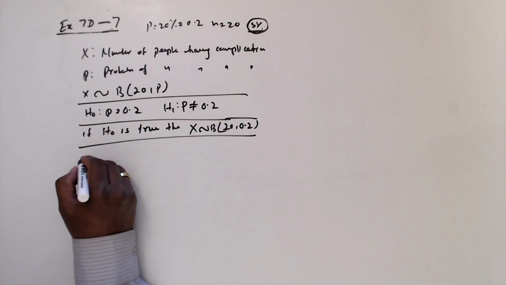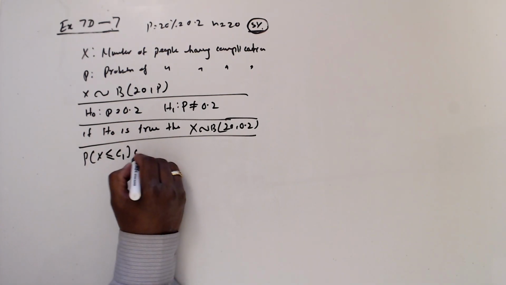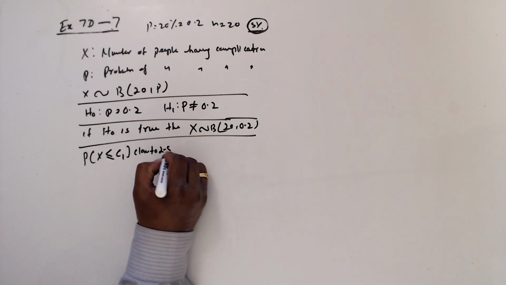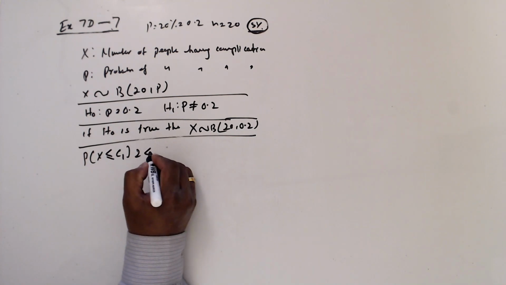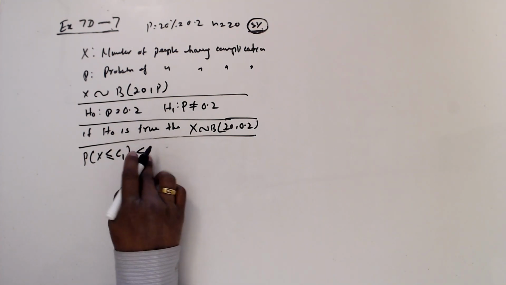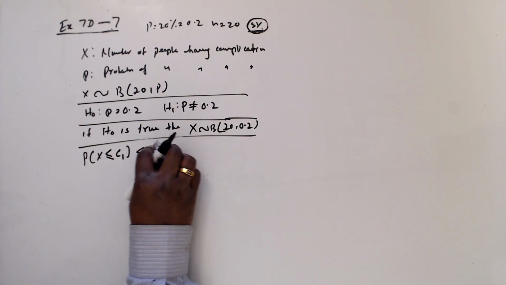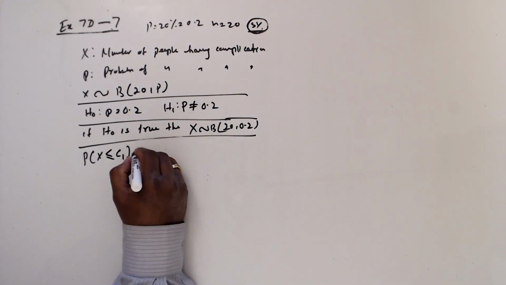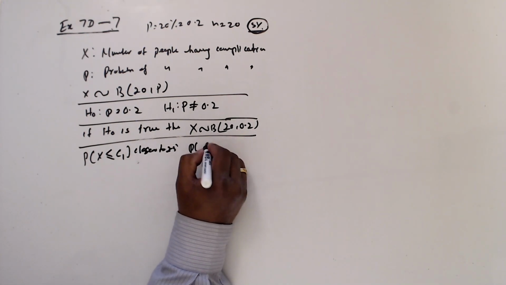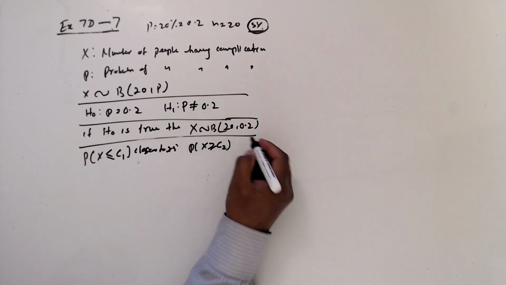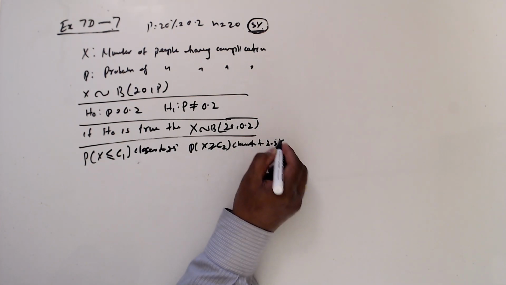The significance level now given, probability of x less than or equal to C1 closer to 2.5. Usually we write less than half of 5%, 2.5%, but now it has to be closer to 2.5, and probability of x greater than or equal to C2 closer to 2.5%.